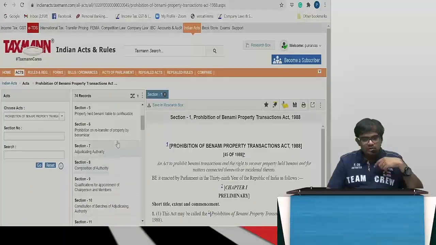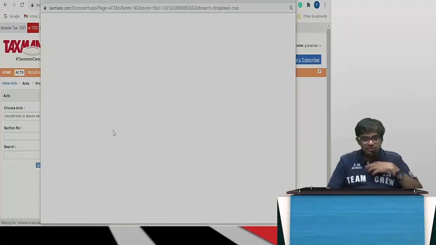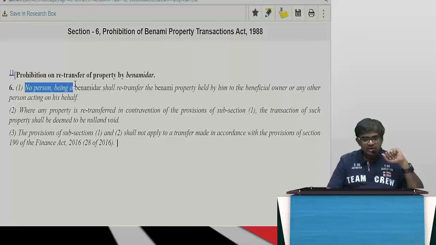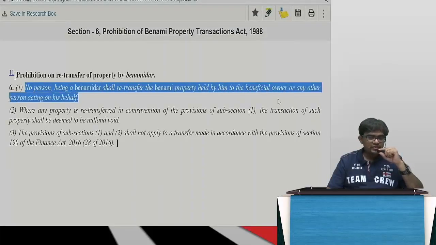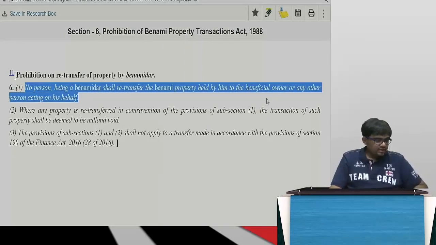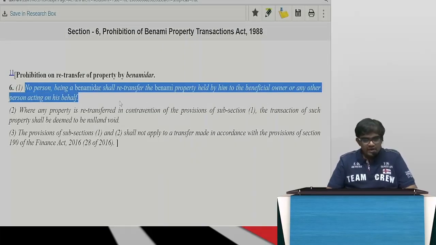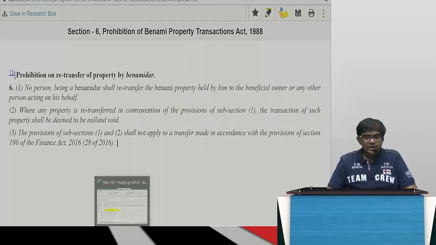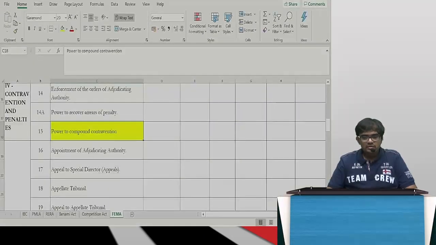Benami, retransfer of property. Whatever that person already has: no person being a Benamidar shall retransfer the Benami property held by him to the beneficial owner or any other person. Where any property is retransferred, the property shall be deemed to be null and void. So already it is held by him, and the beneficial owner, whatever it is, cannot be retransferred.